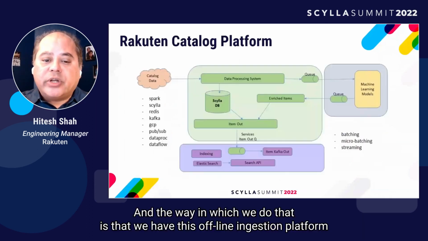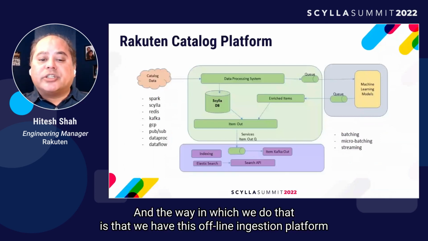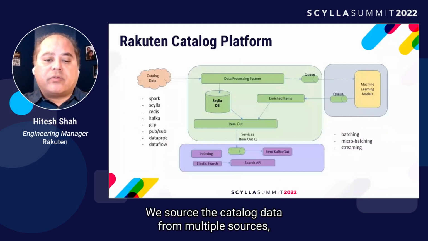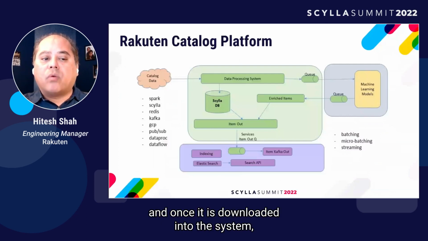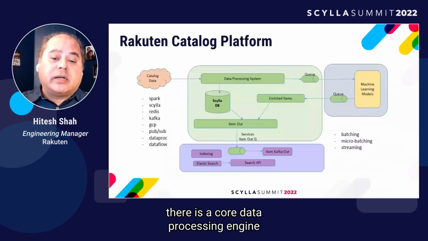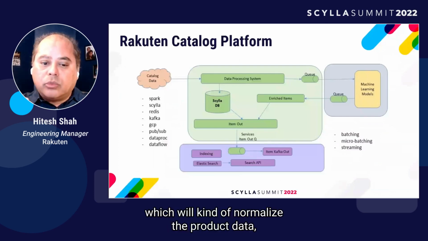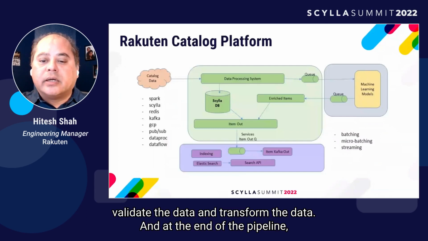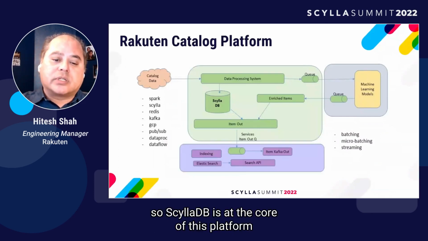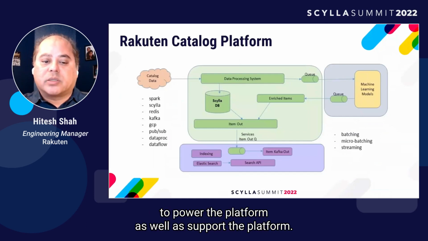And the way in which we do that is that we have this offline ingestion platform to power these results and this product catalog. We source the catalog data from multiple sources, and once it is downloaded into the system, there is a core data processing engine which will normalize the product data, validate the data, and transform the data. And at the end of the pipeline, the catalog data will get stored into ScyllaDB. So ScyllaDB is at the core of this platform to power the platform as well as support the platform.